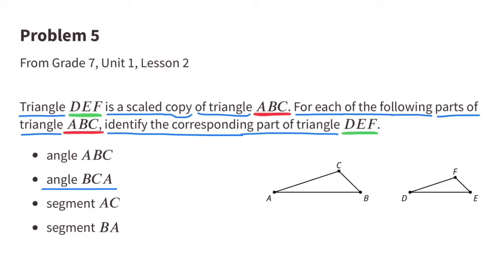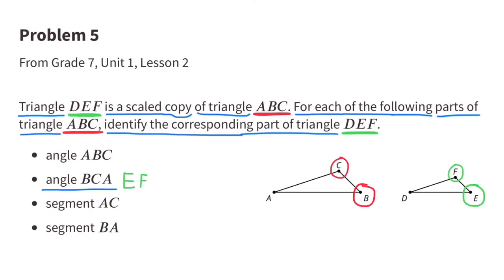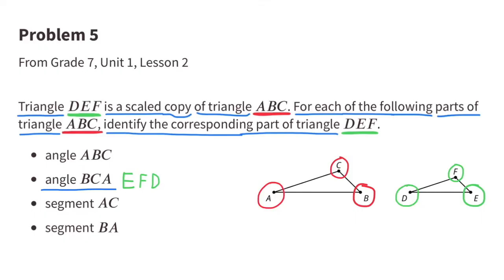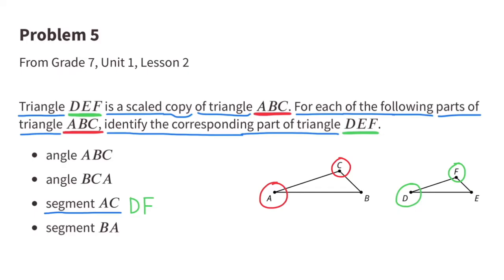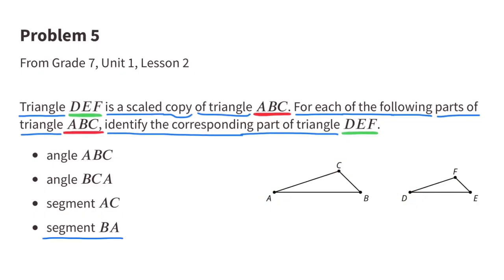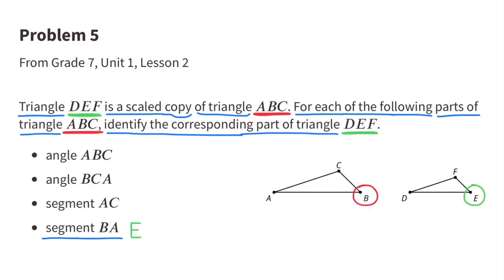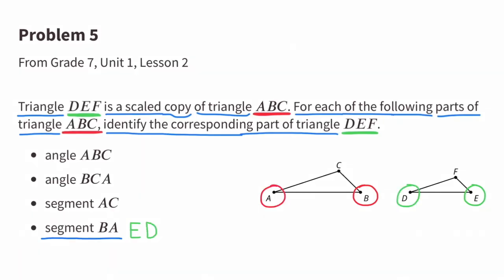Angles B and E, C and F, A and D. Angles E, F, D correspond with B, C, A. Segment AC: A corresponds with D, and C with F. Segment DF corresponds with segment AC. Segment BA: angle B corresponds with angle E, and angle A corresponds with angle D. Segment ED corresponds with segment BA.